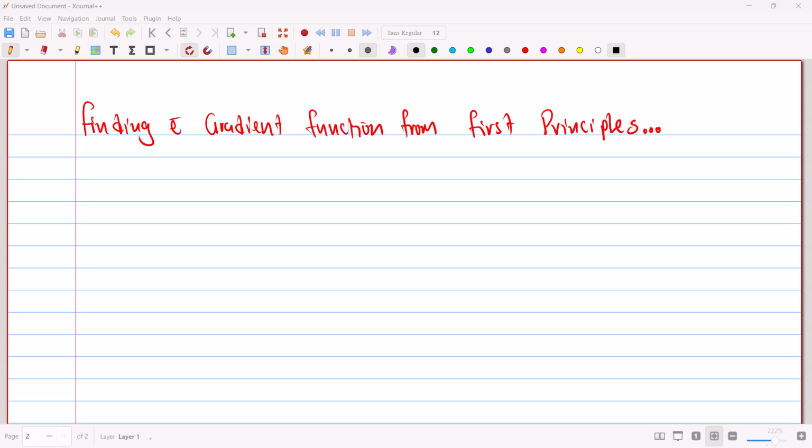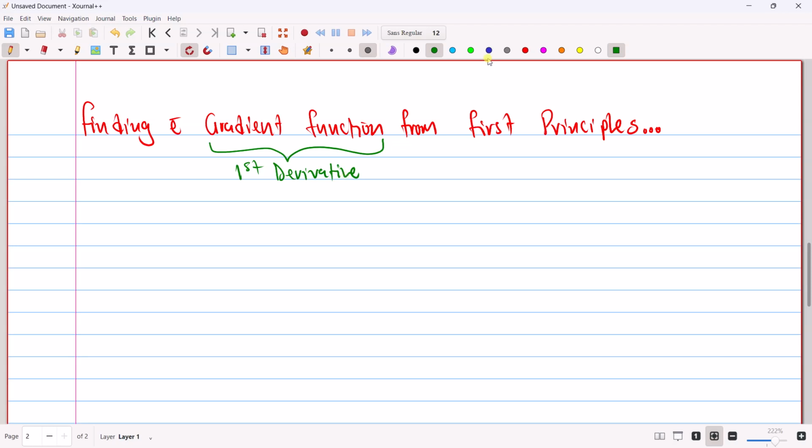Discussion. And today we are going to be looking at how to obtain the gradient function or the first derivative from first principles. So let's recall that when we talk about the gradient function, I hope by now we know that we're actually referring to something known as the first derivative. And we want to learn now how to find this gradient function from first principles.